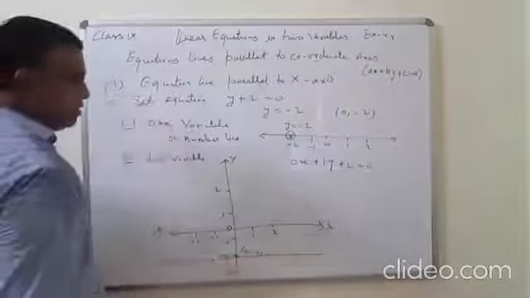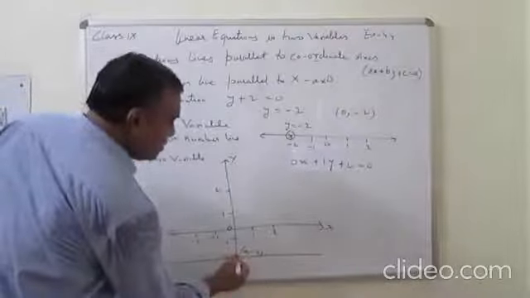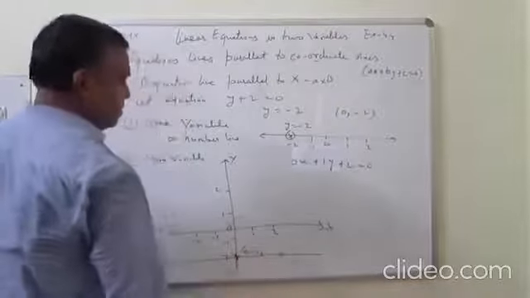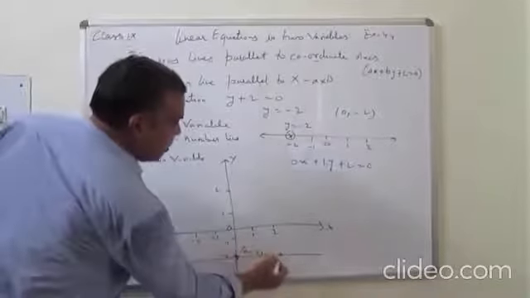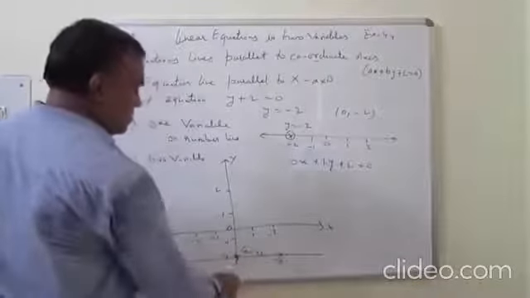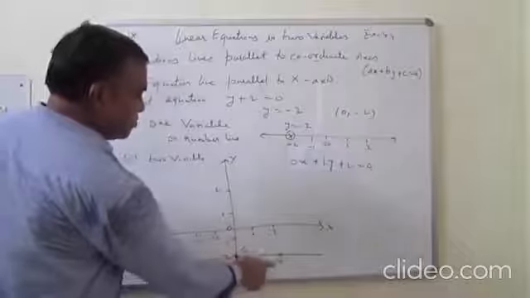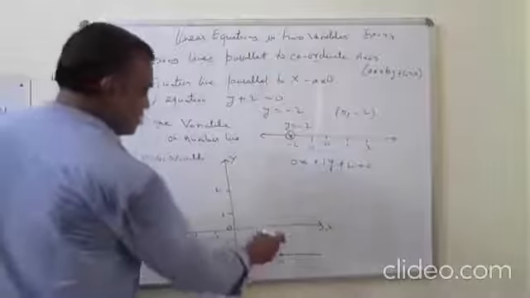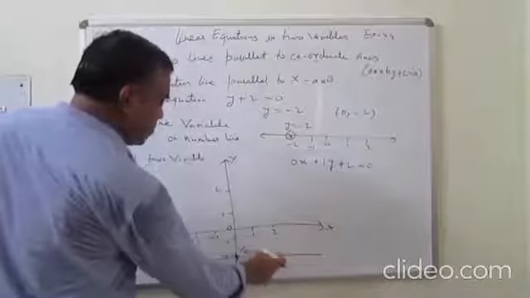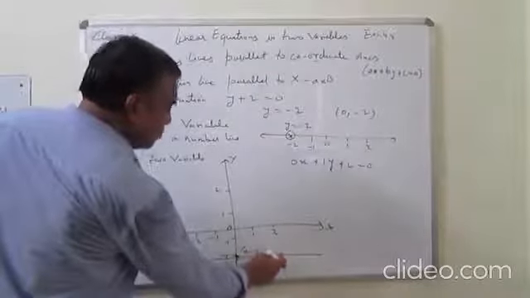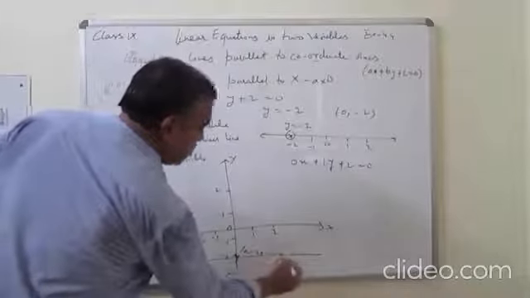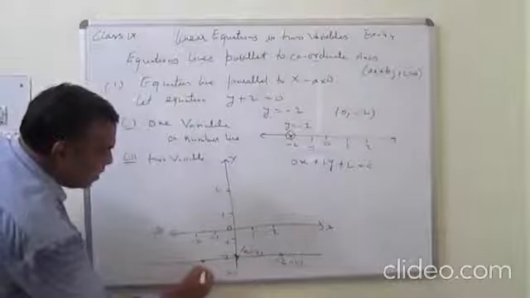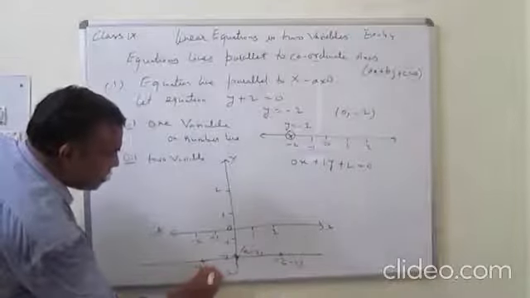Draw a line. So here x is 0. What is this point? If you take this point, what is this? Here x is 2 and y is minus 2. So this point is 2 comma minus 2, and this point is minus 2 comma minus 2.